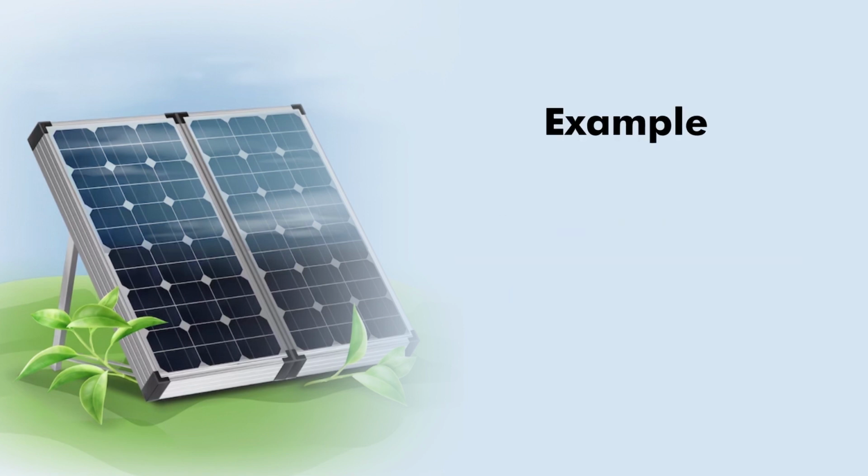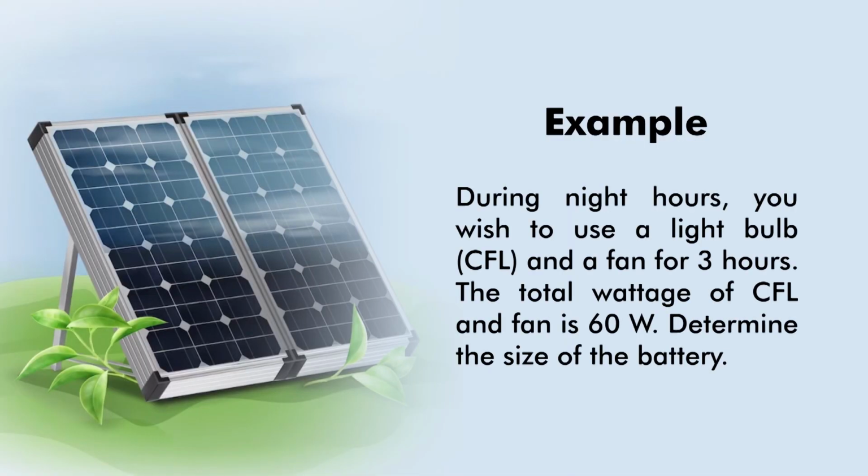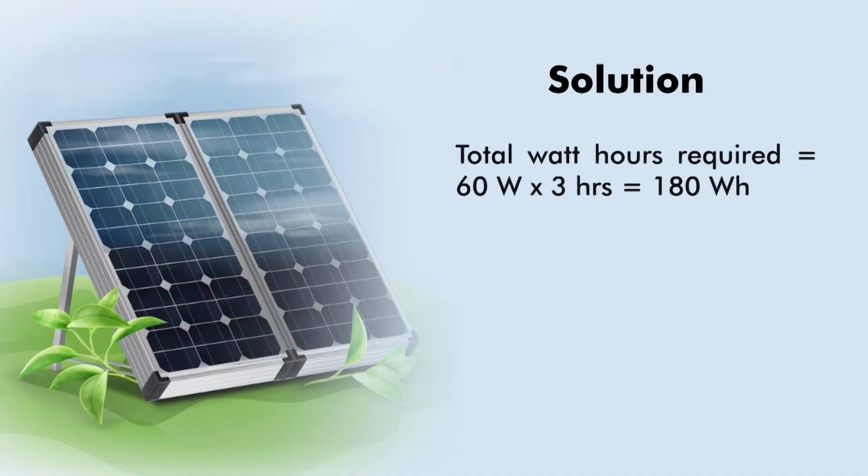Now we can take one example to illustrate what we have discussed in the previous slide. Suppose during the night hours, you wish to use a light bulb, or you can say a CFL, and a fan for 3 hours. The total wattage of the CFL and fan is 60 watt. You need to calculate the size of the battery. So how will you proceed? Just note down what parameters are given. The total watt hour required is 60 watt multiplied by 3 hours, so it comes to 180 watt hour.